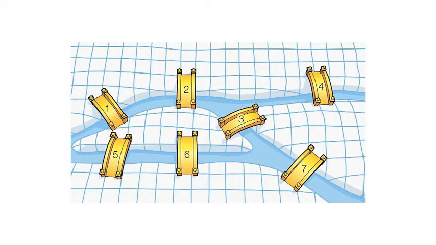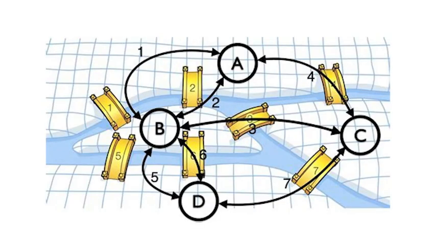The people in Königsberg wanted to leave from an area, walk on all the bridges, with the intention of returning to the starting point without passing a bridge more than once. Euler stated that that kind of path is possible when the graph is composed of only even vertices.